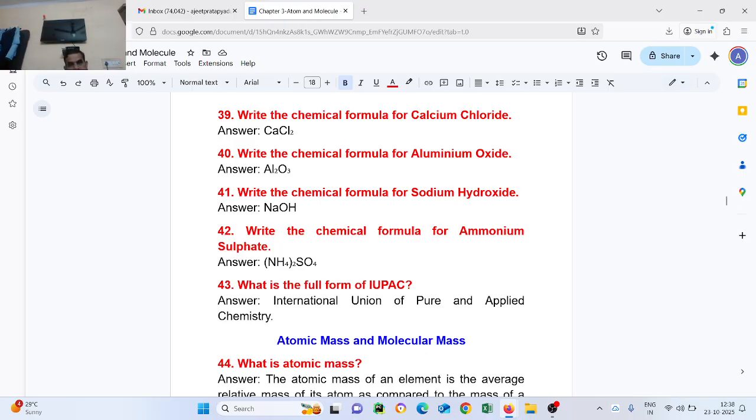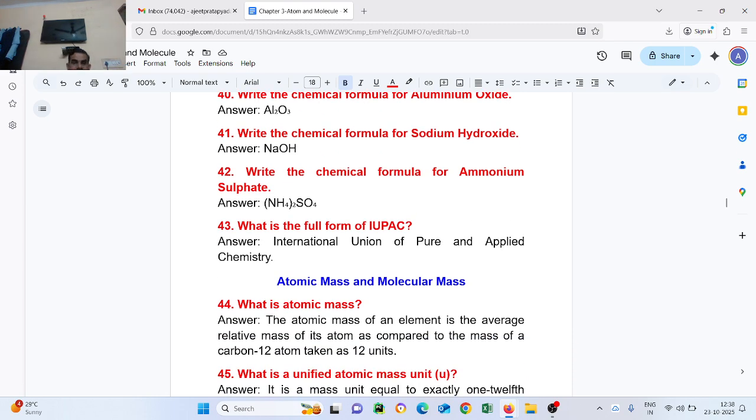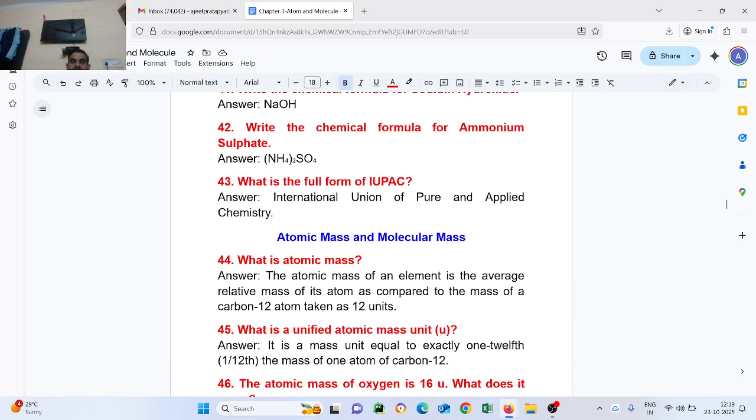What is the full form of IUPAC? International Union of Pure and Applied Chemistry. Question number 44. Now move to the atomic mass and molecular mass related questions.